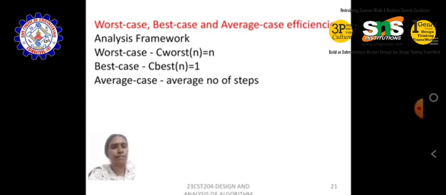And why is it important? It provides a more practical estimate of how the algorithm performs on typical input, which is often the most relevant for real world applications.